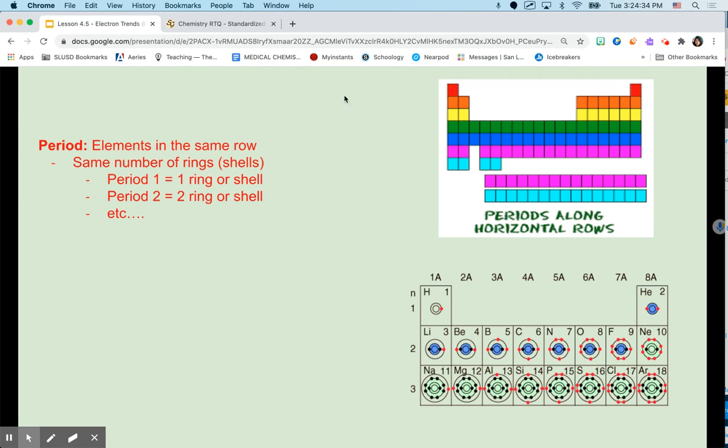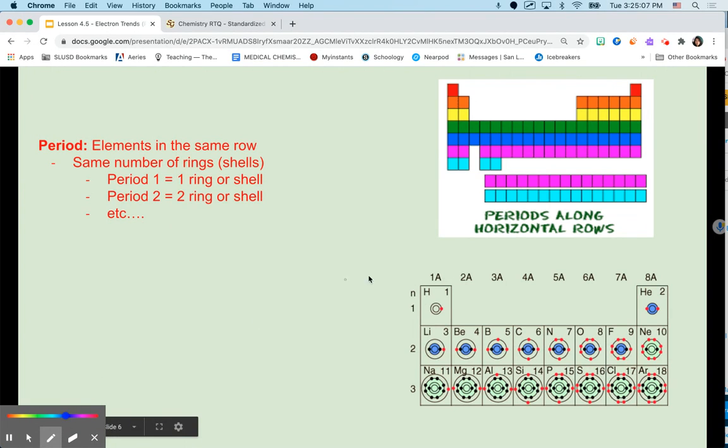So something else you should know about the periodic table is that elements that are in the same row, we call them a period. So a period goes across, right? If I'm in the first period, this is all the red elements. Second period, or period number 2, I'm looking at all the elements in orange, and so on and so forth. So period number 3 would be all the ones in yellow.